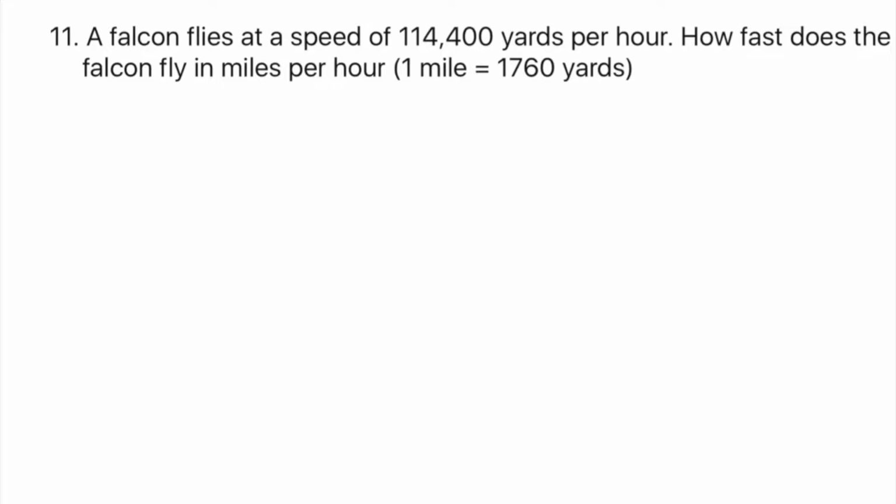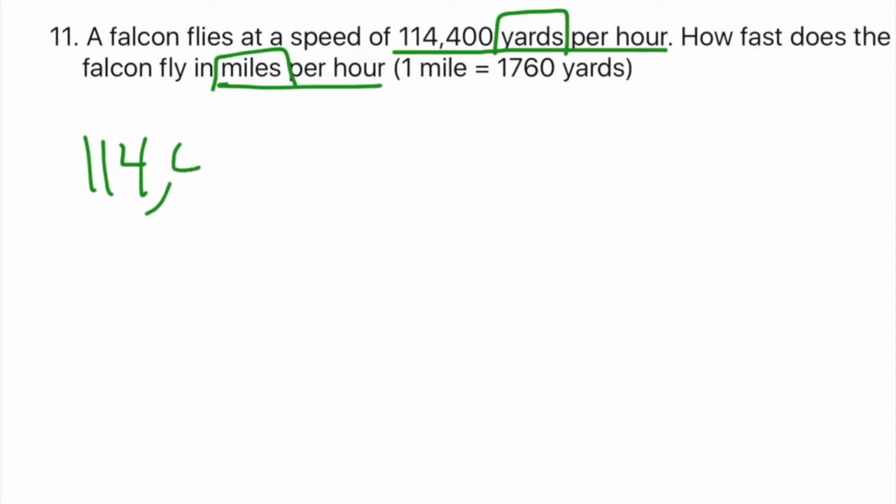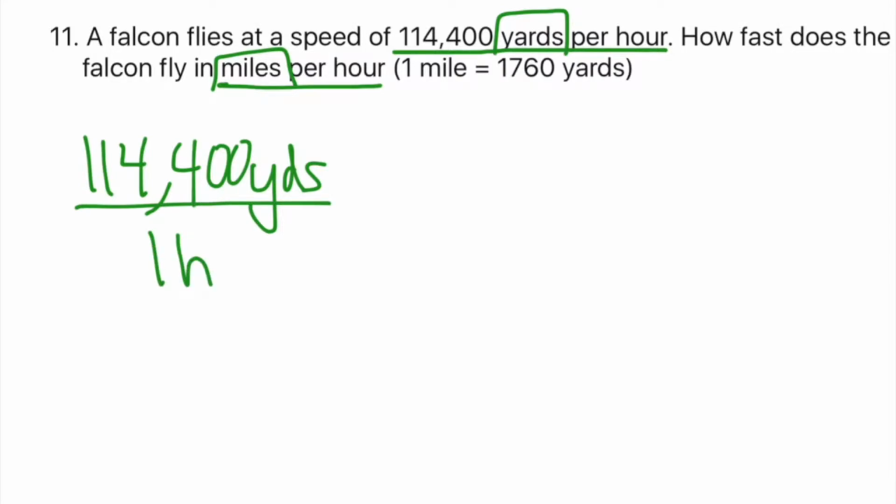Number 11, a falcon flies at a speed of 114,400 yards per hour. How fast does the falcon fly in miles per hour? So notice we are going from yards to miles, so we have a unit multiplier. So again, always start with what they give you. They gave us 114,400 yards per 1 hour.